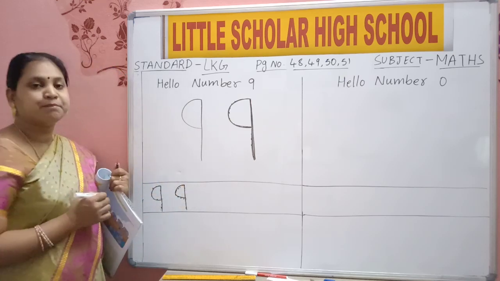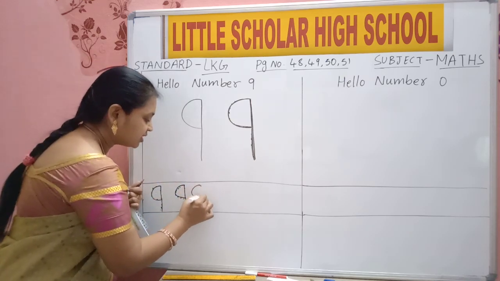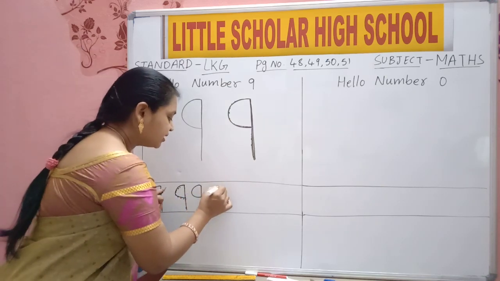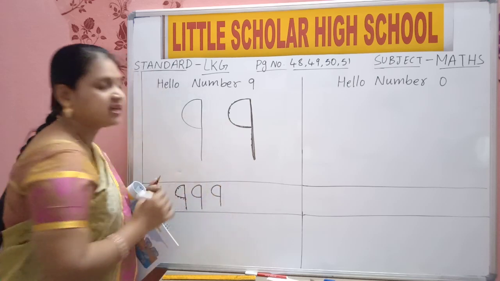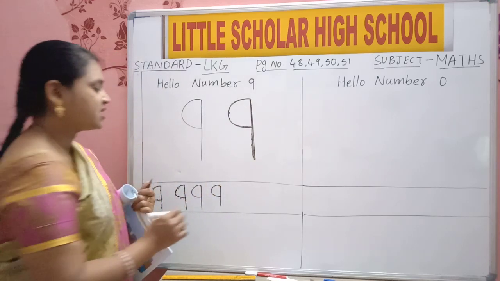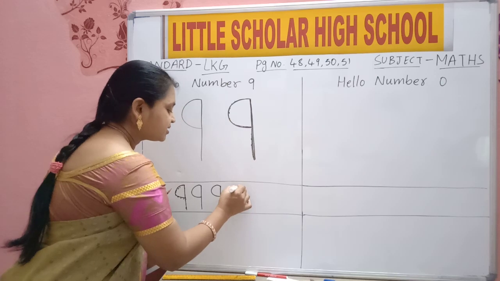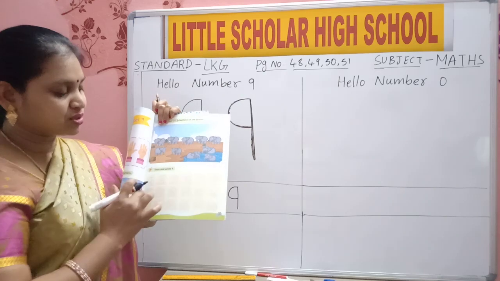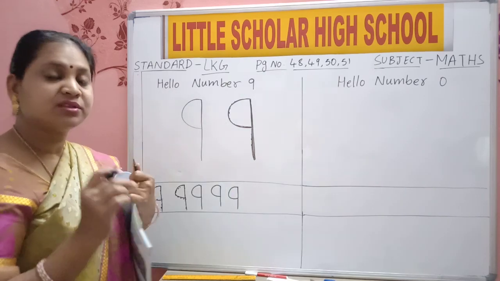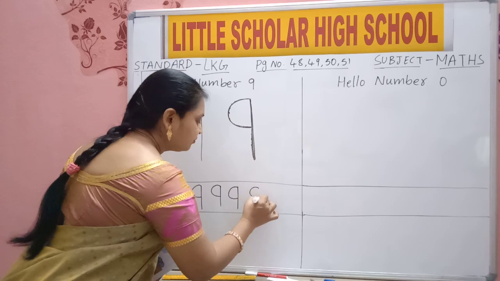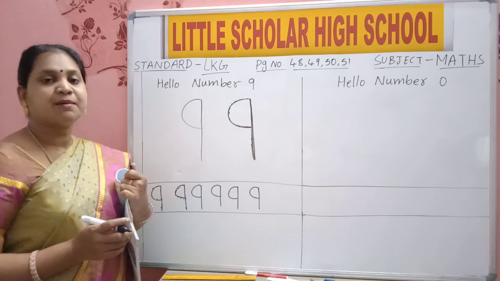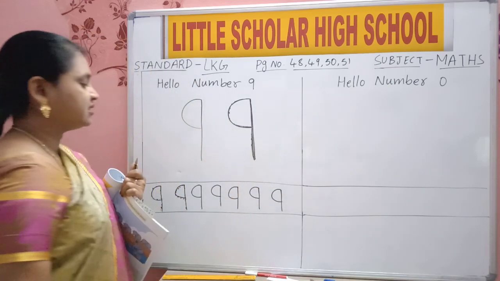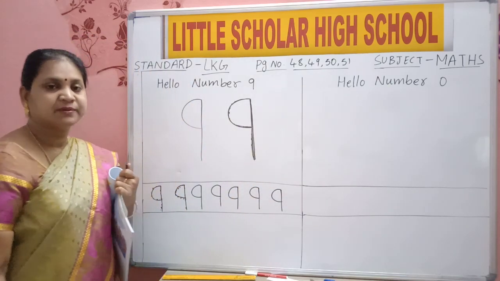Standing line. Half curve and standing line. Number 9. Say and write. Half curve and standing line. Number 9. Trace it. In 2 rows, you should trace it on the dots given. Half curve and standing line. Number 9. Yes, did you finish?